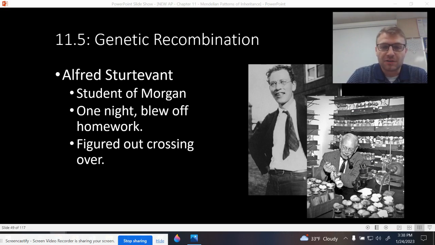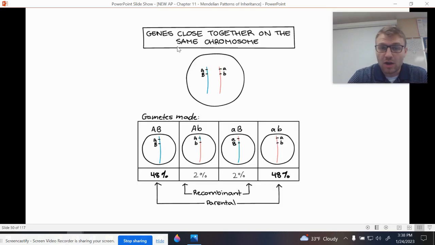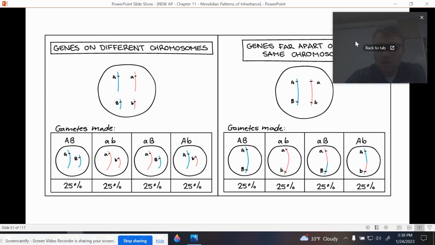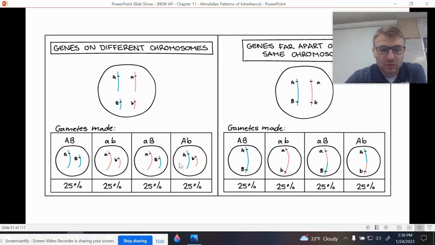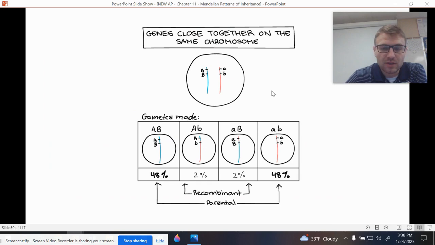One of his students, Alfred Sturtevant, blew off his homework that night and figured out what crossing over was. They didn't know about crossing over, and this is what his data was: 48% and 2%. It wasn't the nice 25, 25, 25, and 25%. He was figuring out crossing over, but he was also figuring out something called linked and unlinked genes. What it should be is 25, 25, 25 all the way around, but it wasn't. It was this 48 and 2, and he didn't know why.